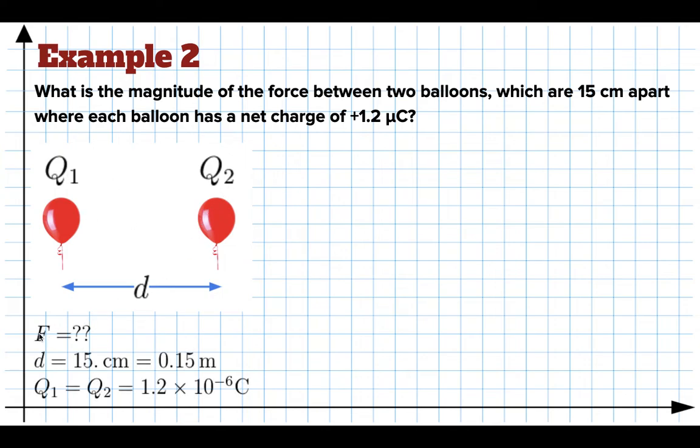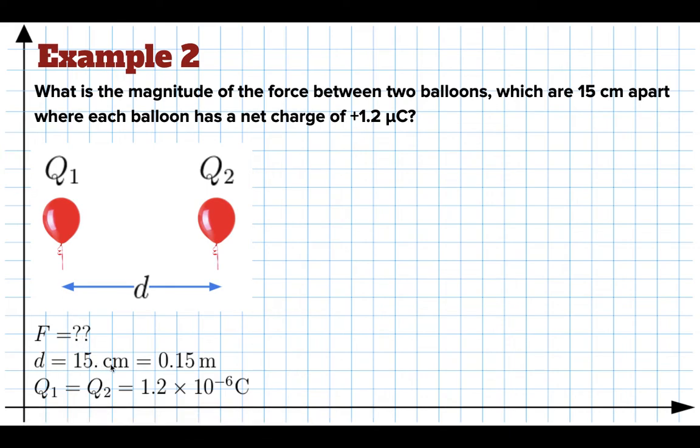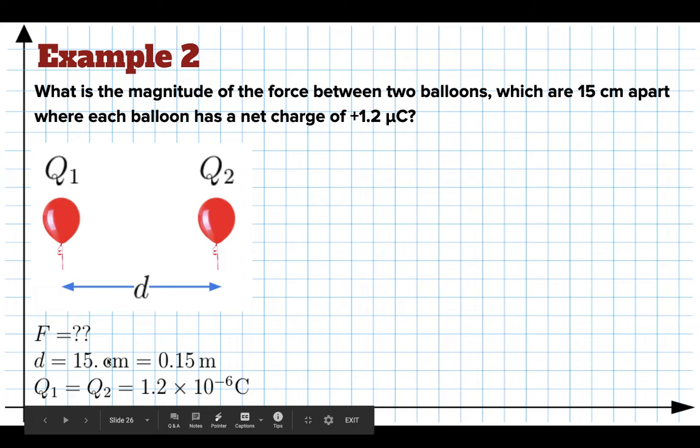I'm going to write down what I know. So the force is unknown. The distance is 15 centimeters, and I just need to substitute in what centi means. It means times 10 to the negative 2. So 15 times 10 to the negative 2 is 0.15 meters. The charges are the same. Q1 equals Q2, and those both equal 1.2 microcoulombs. So instead of micro, put in 10 to the negative 6. They mean the same thing. So there's my variable list.